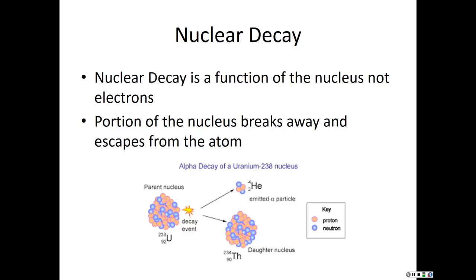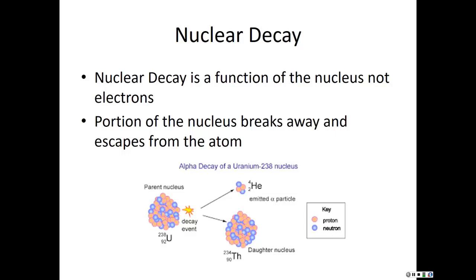So these are the particles that are being released when radiation occurs. Remember, radiation is when the nucleus breaks apart and a particle is being released out. Those are the three types of particles that we're going to talk about.